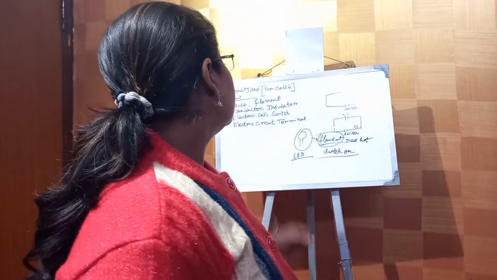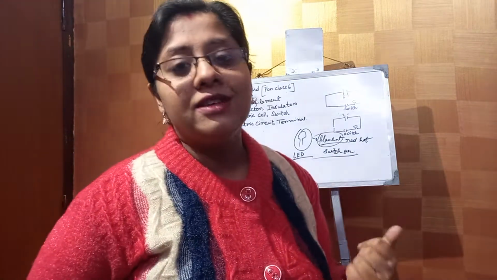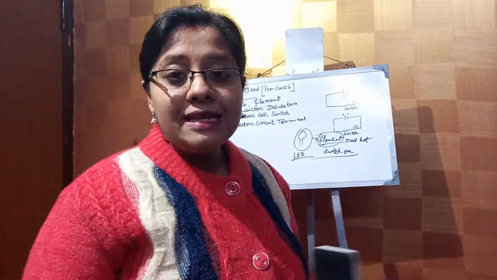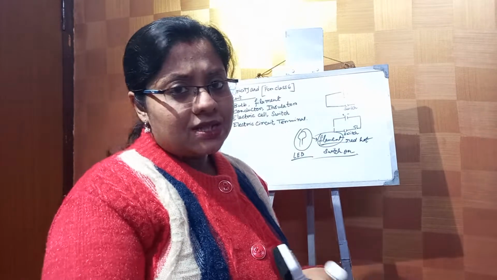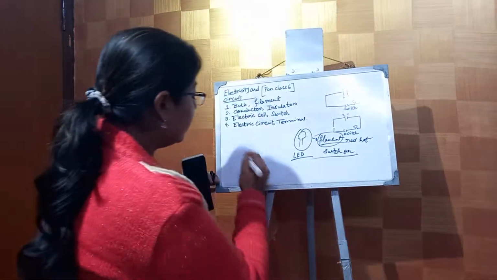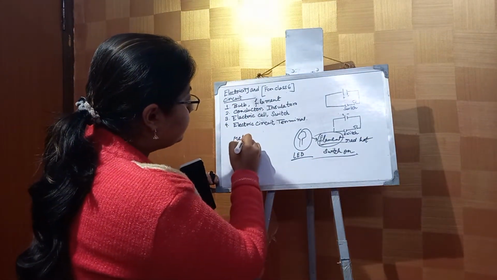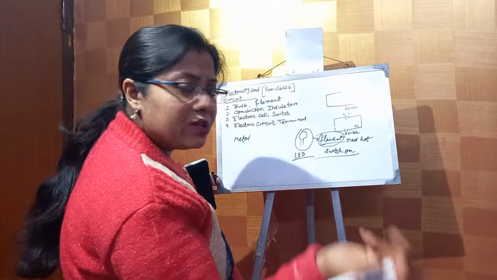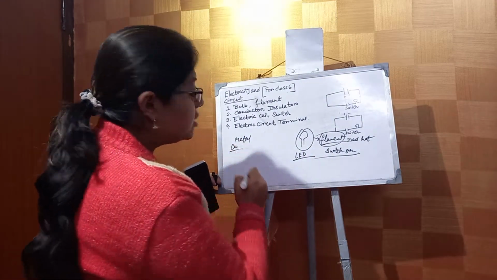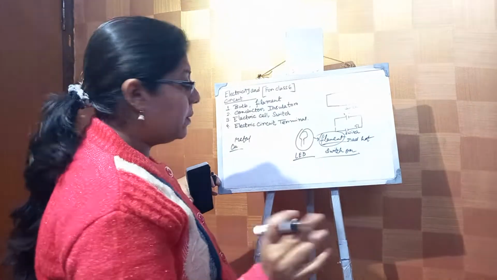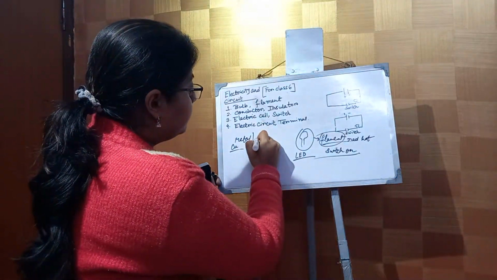Next thing is conductor and insulator. This is a very easy topic. What is a conductor and insulator? See, here I am writing metal. Any metal you can choose. Here I am writing copper. Cu means copper.